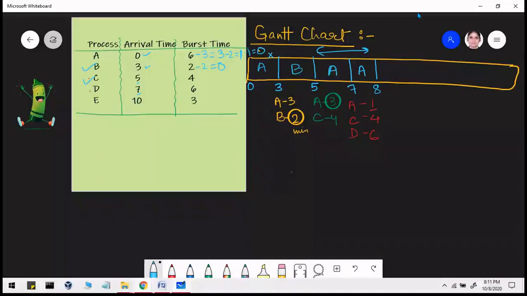We are left with only C, D, and E. Now after this, at the 8th millisecond, who is with us? Only these three processes are there. So at the 8th millisecond, we are having only C, D, and E.